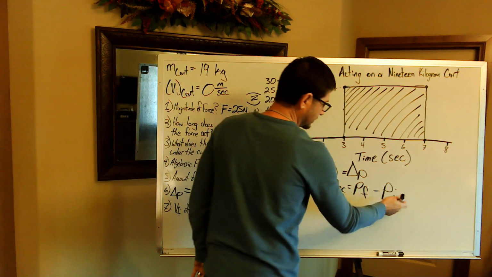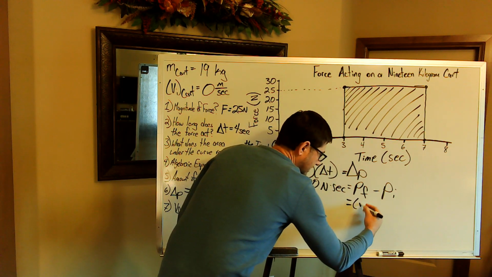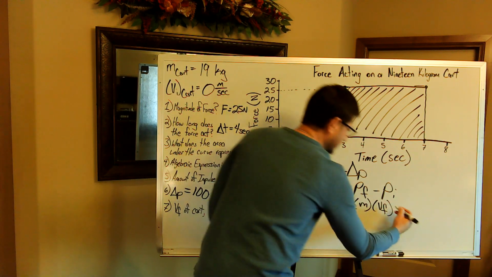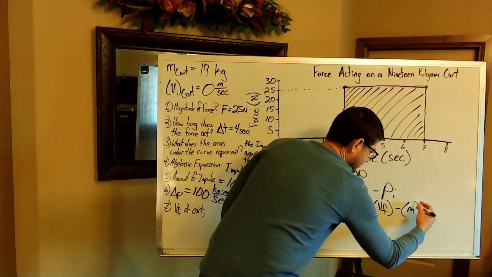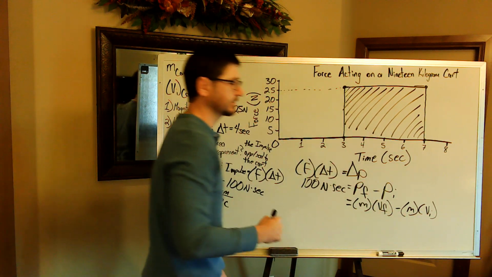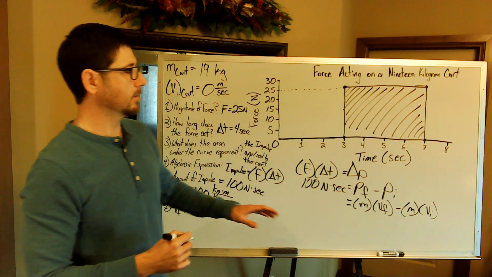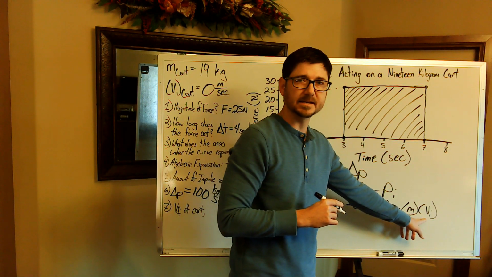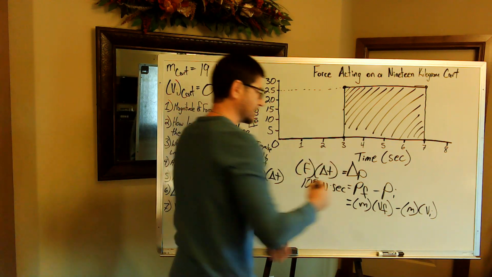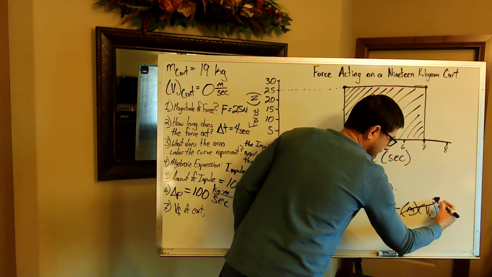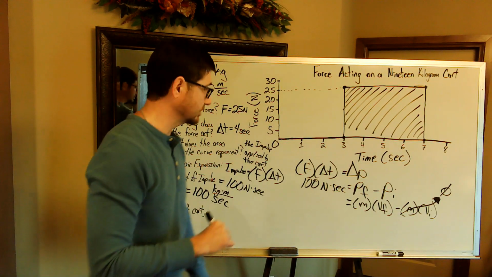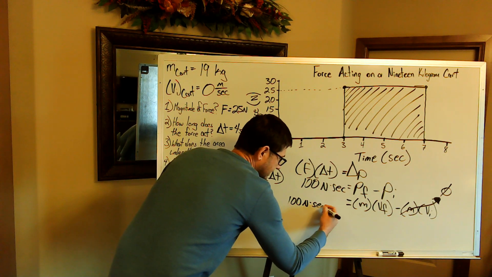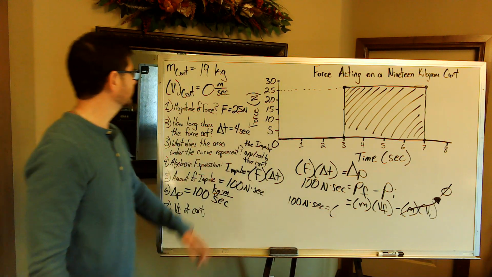Okay, so I'm going to expand this here. This is going to be the mass of the object multiplied by the final velocity of the object minus the mass of the object multiplied by the initial velocity of the object. Now the problem initially told us that the cart was at rest, so our initial velocity is equal to 0. So 0 times the mass, well, that's going to go to 0. So what we have is 100 Newton seconds is equal to the mass of the cart.